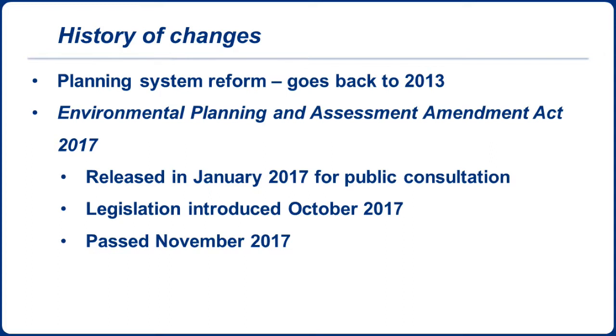which has resulted in the Environmental Planning and Assessment Amendment Act, which was released in January last year for public consultation after the government had done extensive background work with local councils and others in the sector. It went on public consultation for some time last year, and it resulted in legislation being introduced into Parliament in October 2017, and then that legislation was passed by the government in November 2017.